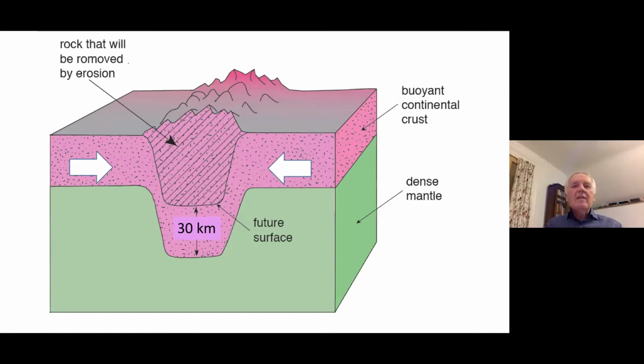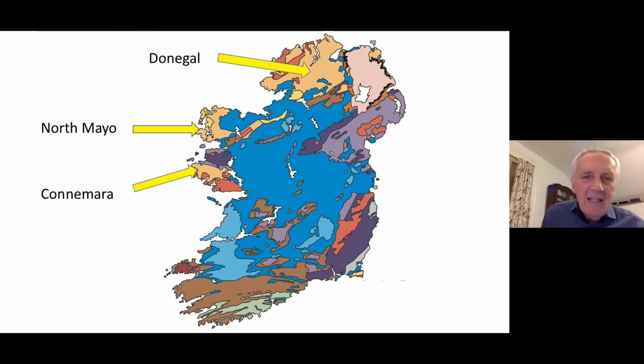Well, back in Ireland now, there was a huge mountain range during the Ordovician period, about 470 million years ago. And it's represented by the rocks we find in Connemara, North Mayo, and Donegal in that sort of yellowy orange color there.